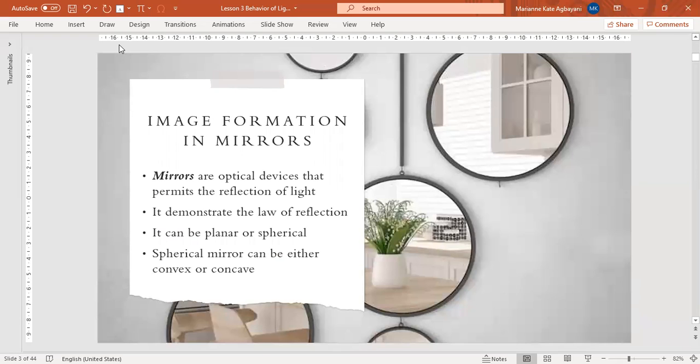Then we have image formation in mirrors. Mirrors are optical devices that permit the reflection of light. It demonstrates the law of reflection. And mirrors can be planar or spherical. And take note that a spherical mirror can be convex or concave.